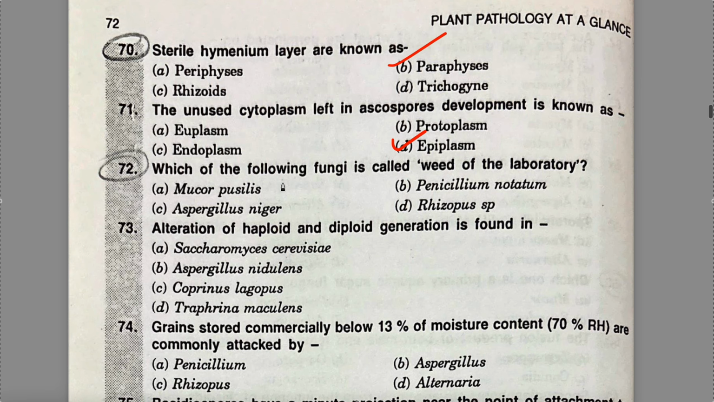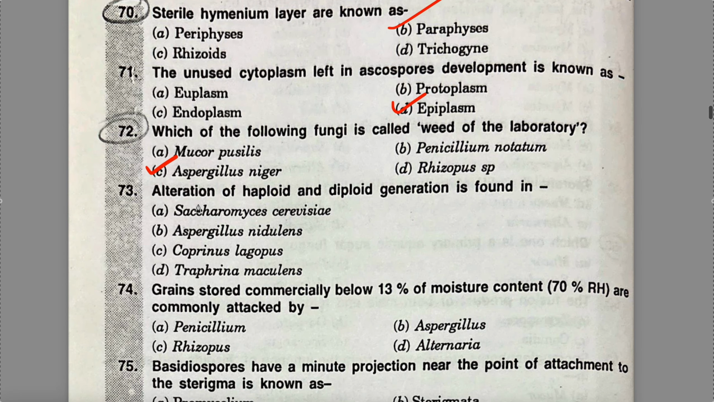72. Which of the following fungi is called weed of the laboratory? Mucor, Penicillium, Aspergillus or Rhizopus? Answer is easy, Aspergillus. 73. Alteration of haploid and diploid generation is found in Saccharomyces, Aspergillus, Coprinus or Taphrina? It is Saccharomyces.